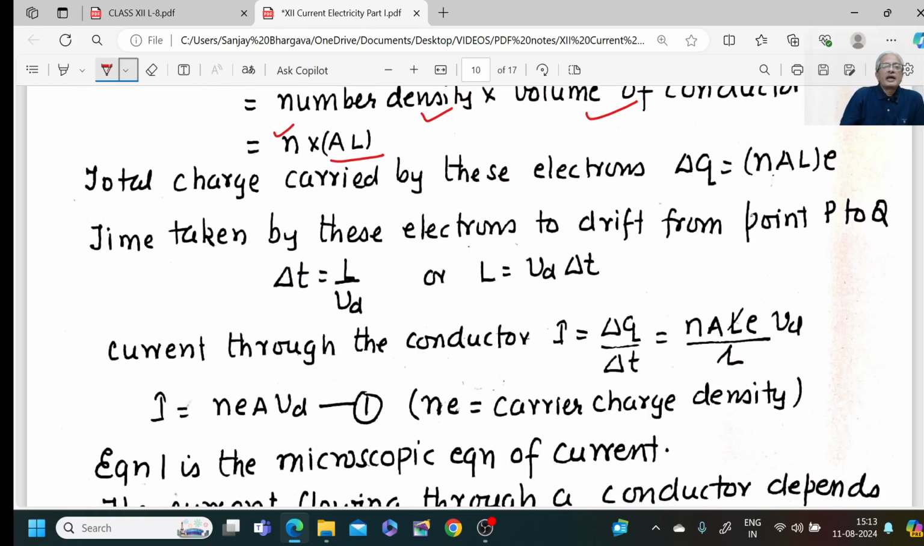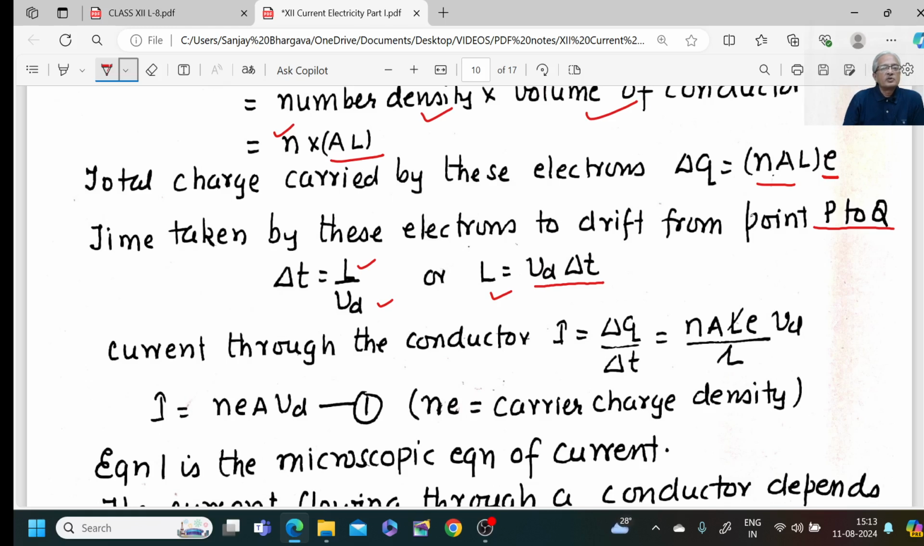The total charge carried by these electrons, delta Q, would be equal to N A L, the number of electrons, and each electron carries a charge e. Now what would be the time taken by these electrons to drift across the length of the conductor from point P to Q? It must be delta T equal to length upon velocity, or the length of the conductor is Vd times delta T.